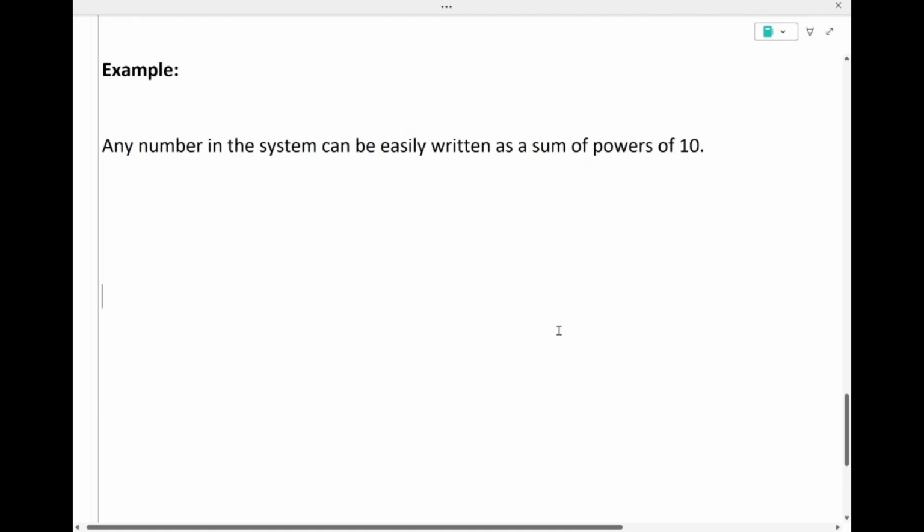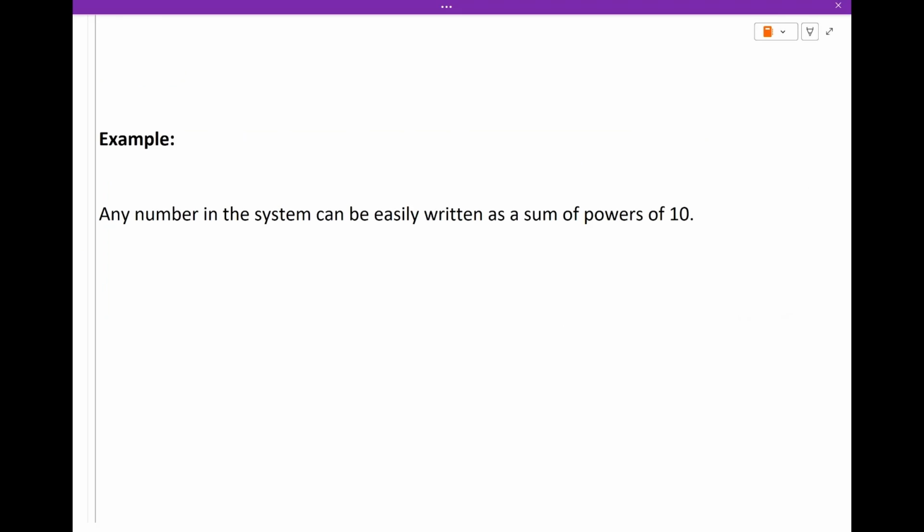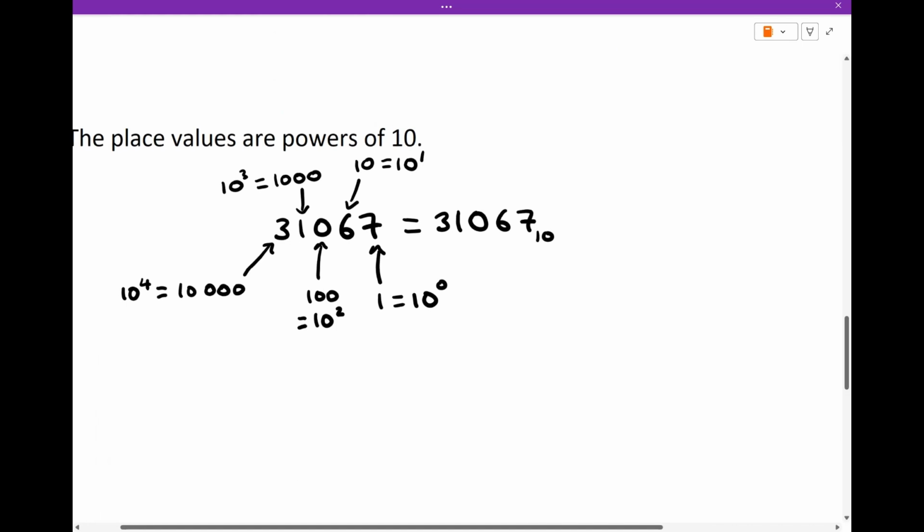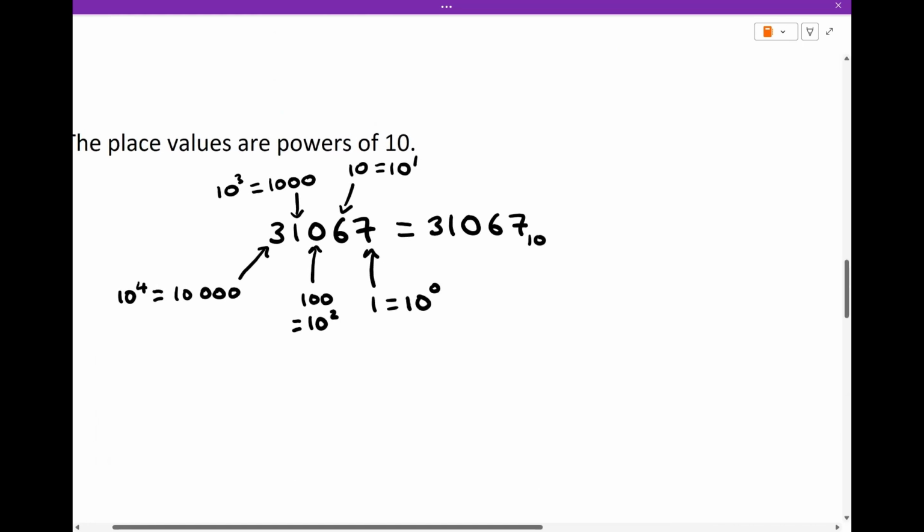Any number in the system can easily be written as a sum of powers of 10. So I'm going to demonstrate this now with the number we were working on before. You can see we've already written out the place values as powers of 10. Okay, we can now write the number as a sum of these powers.